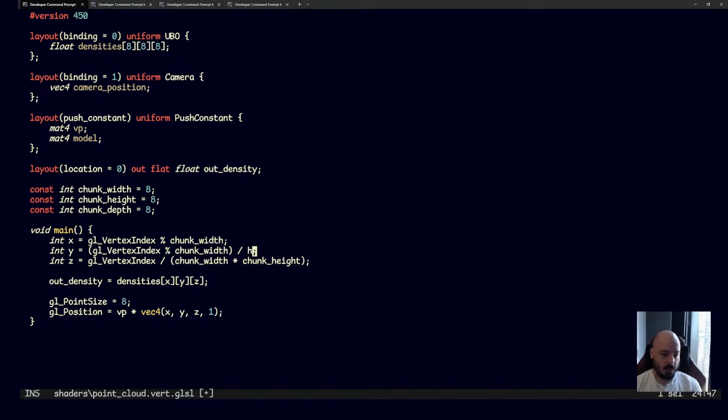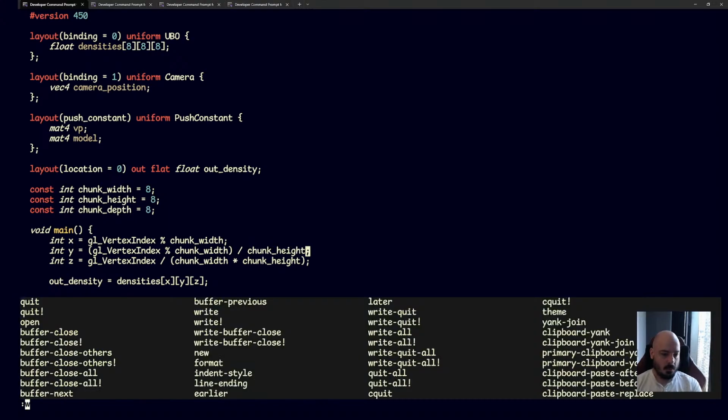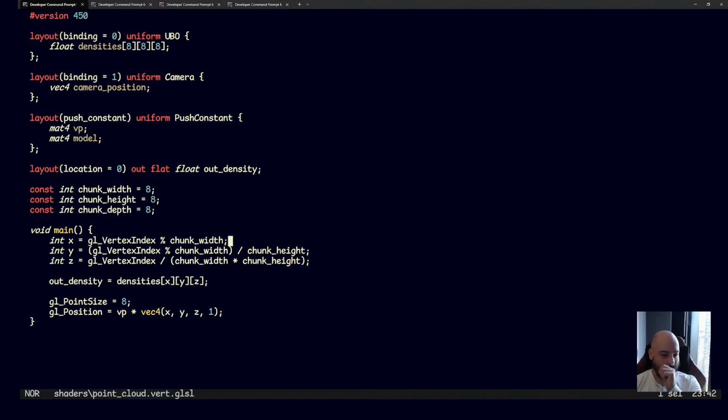Right, so this has to be height. But that's exactly the same. In our case, it's the same number because it's all 8s. But anyway, now it should be correct. So that gives us the depth. Yeah, okay. So it's actually just, I think, the indexing into this array is wrong. I gotta check in RenderDoc.